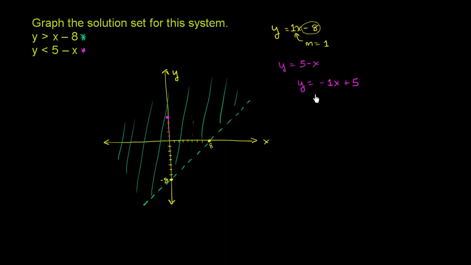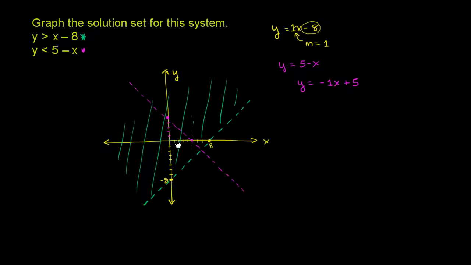Or another way to think about it, when y is 0, x will be equal to 5. So 1, 2, 3, 4, 5. Every time we move to the right one, we go down 1 because we have a negative 1 slope. So it will look like this. And once again, I want to do a dotted line. That is our dotted line. I'm doing a dotted line because it says y is less than 5 minus x. If it was y is equal to 5 minus x, I would have included the line. If it was y is less than or equal to 5 minus x, I also would have made this line solid. But it's only less than.